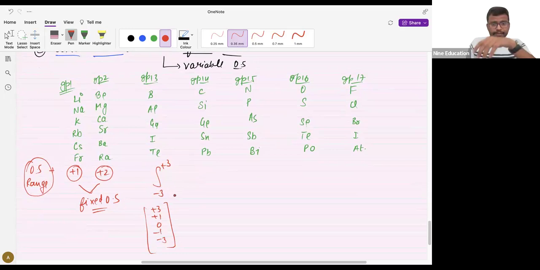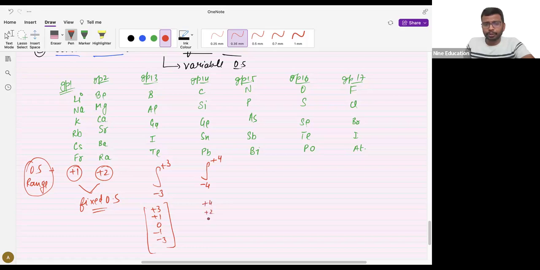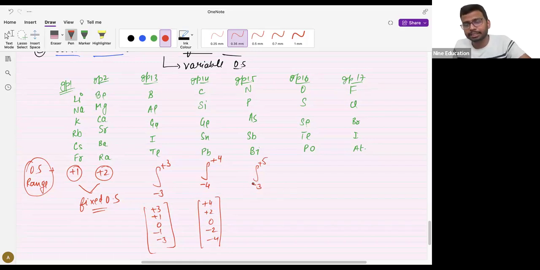देखें. Similarly, here also I am writing in a range. It can go from -4 to +4, group number 14. It can lose 4 electrons or it can gain 4 electrons. So it can show +4, +2, 0, -2 and -4. Similarly, here group number 15 will go from -3 to +5. These are known as oxidation state range.